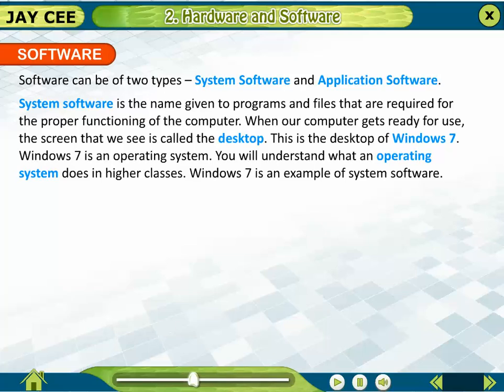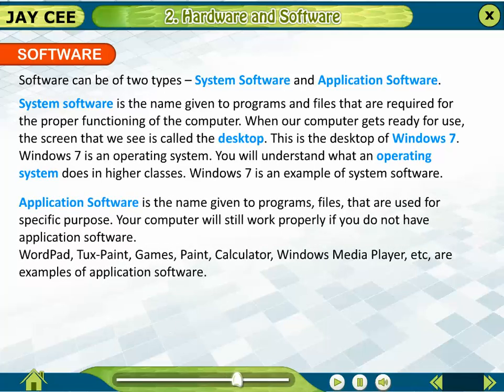When our computer gets ready for use, the screen that we see is called the desktop. This is the desktop of Windows 7. Windows 7 is an operating system. You will understand what an operating system does in higher classes. Windows 7 is an example of system software.